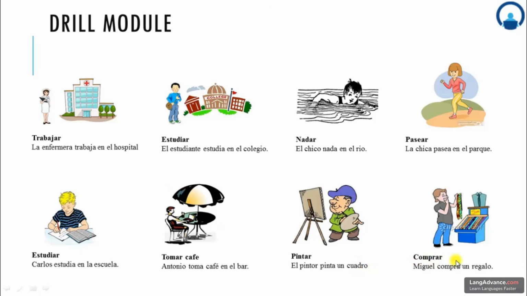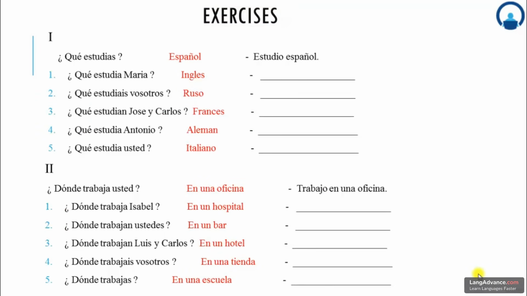Comprar. That means to buy. Miguel compra un regalo. That means Miguel buys a gift. Regalo means a gift. I hope that you are writing down the new words in your notebook. Okay, now that we have seen a lot of the AR verb and the conjugation, we'll try and see how much we have understood from an exercise.